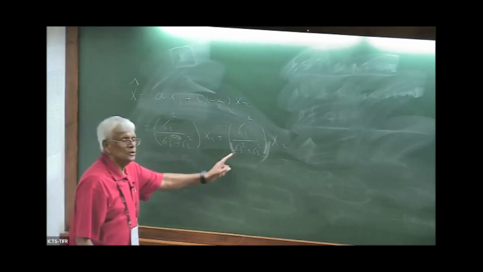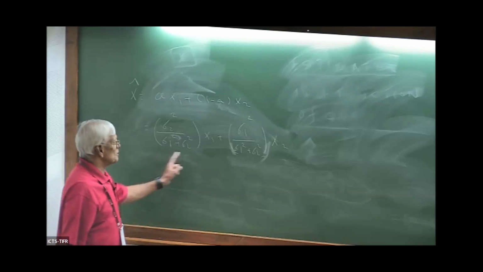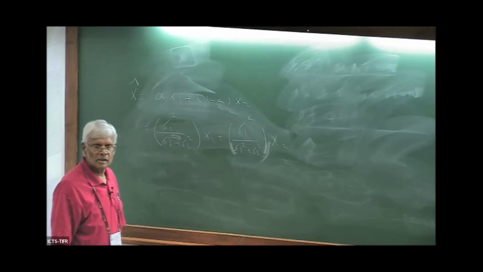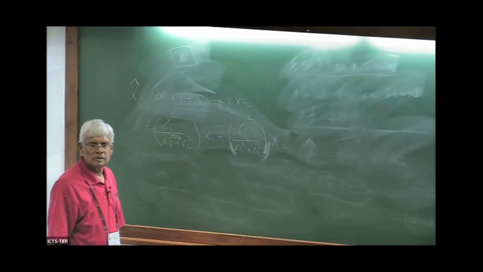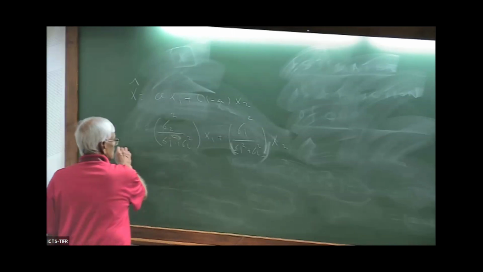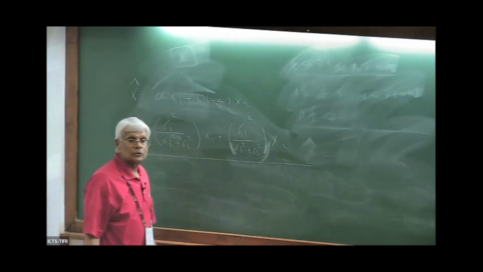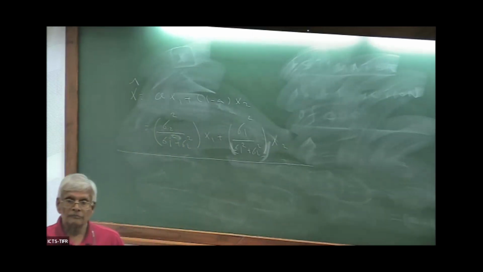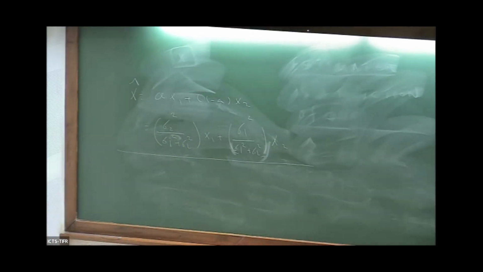Look at that, the sum of the two is 1. That means it's the point in between 0 and 1. Now, I'm going to come to a very important conclusion. So I'm done with the derivation of the blue estimate. But this blue estimate has a very fundamental property.